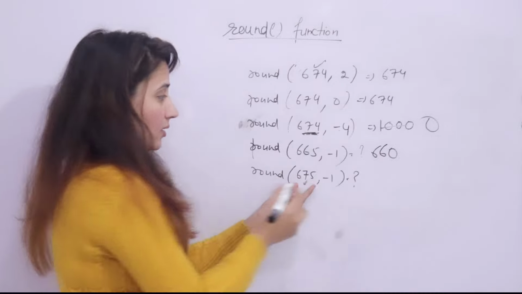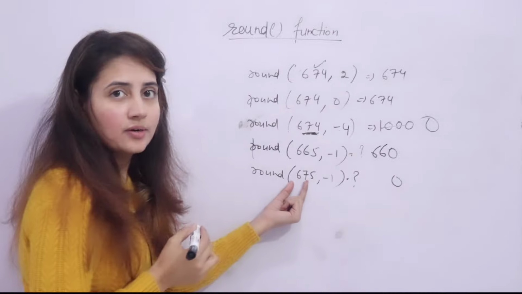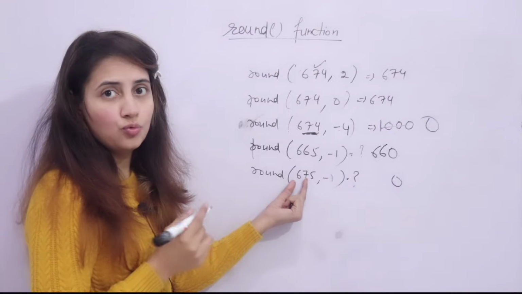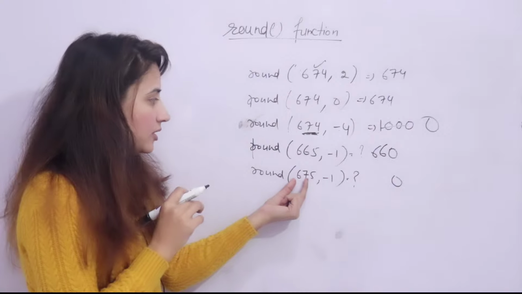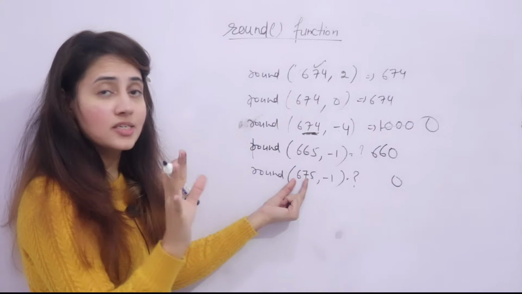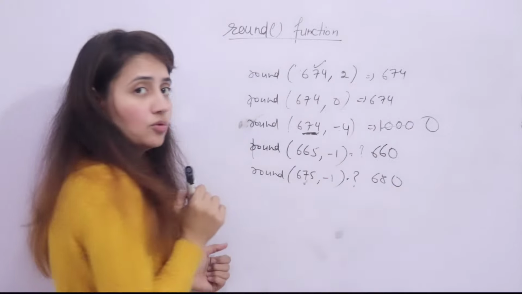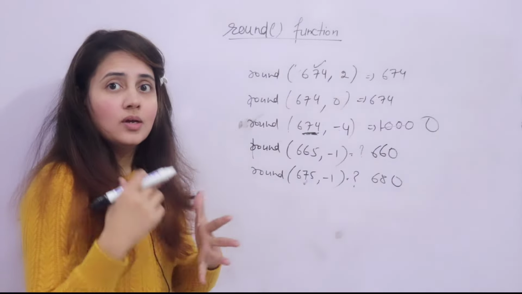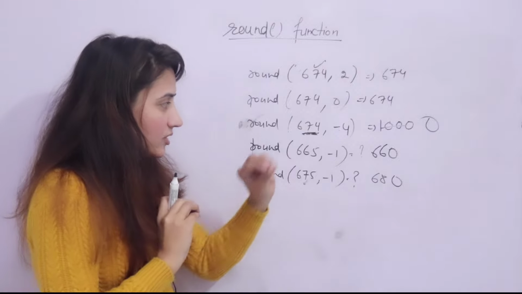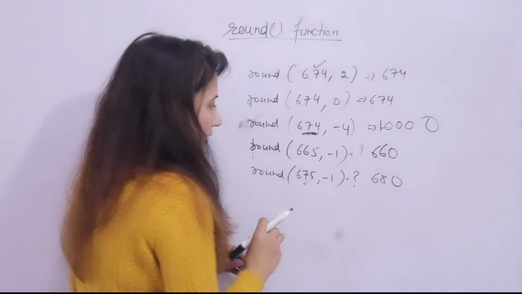In this case, this would be 0. Now 67, it is 5. So in two cases, the nearest even is 68. Either it would be 67 or 68, but the even is 68. So in this case, it would be 680. Now I hope you are already completely aware of this tie-breaking rule. So let's take one more example.